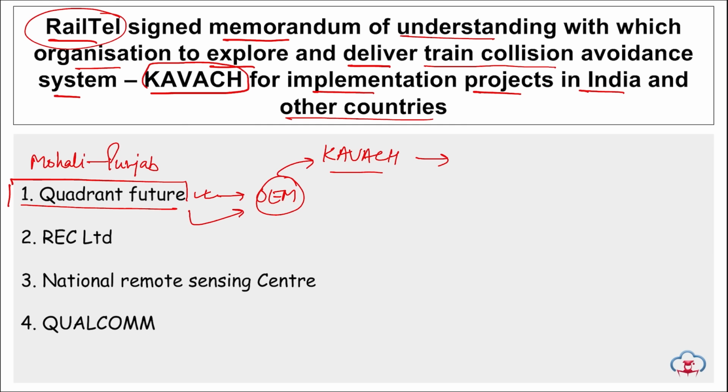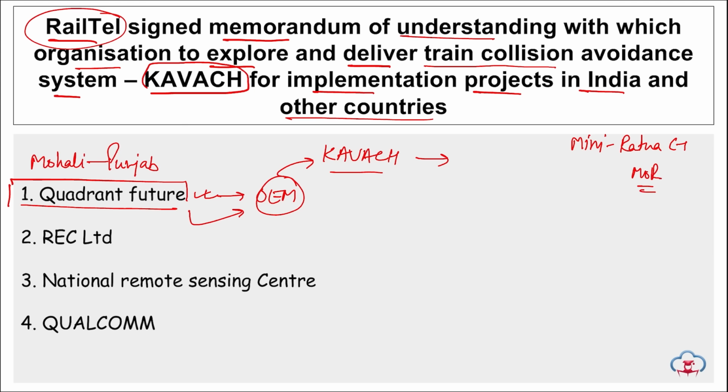Apart from this, Kavach is an indigenously developed automatic train protection system of the Indian Railways, and it was adopted by the Ministry of Railways in July 2020. If we talk about Railtel, it was incorporated in September 2000. It is a Mini Ratna Category 1 CPSE under the Ministry of Railways.